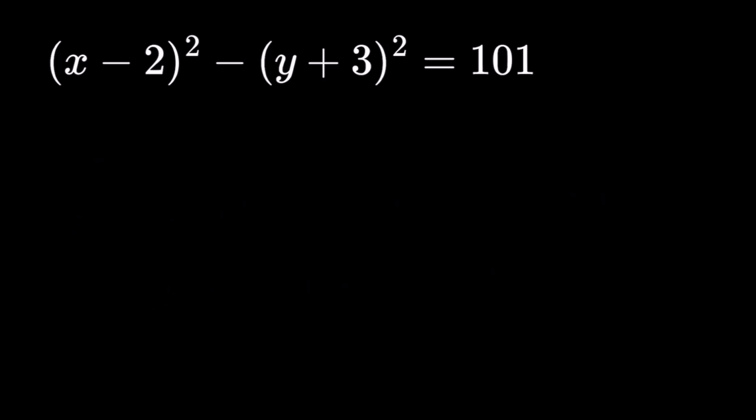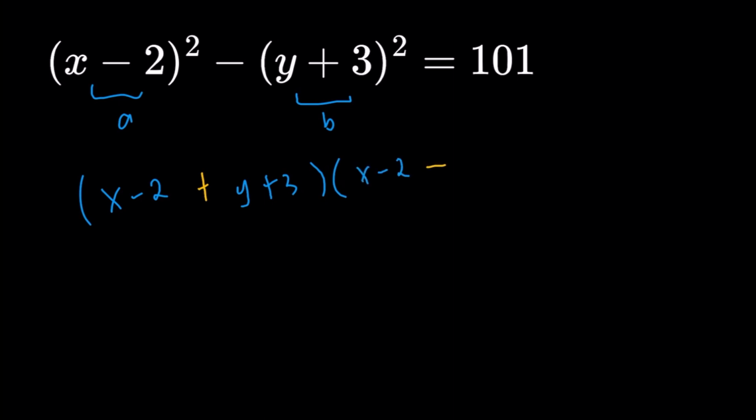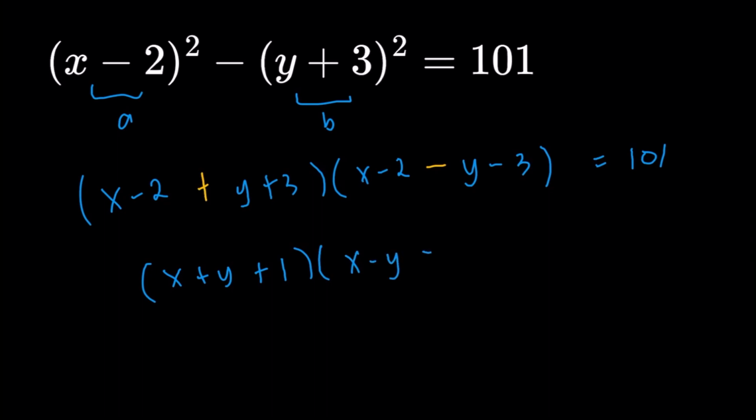And factoring comes into play because we have a difference of two squares. We could just imagine this is like a squared minus b squared. We can do the factoring as follows. The first factor is x minus 2 plus y plus 3. Then the second one will be x minus 2, technically minus y plus 3, but let us distribute the sign, so it's minus y minus 3. That's going to be equal to 101. And that just gives us x plus y plus 1 times x minus y minus 5, and that's equal to 101.